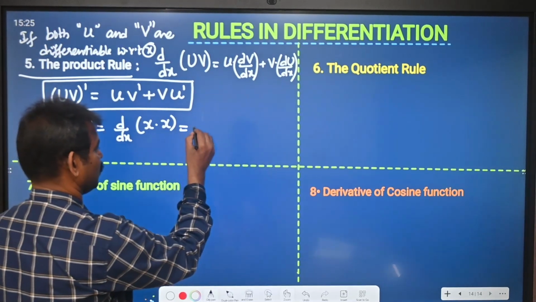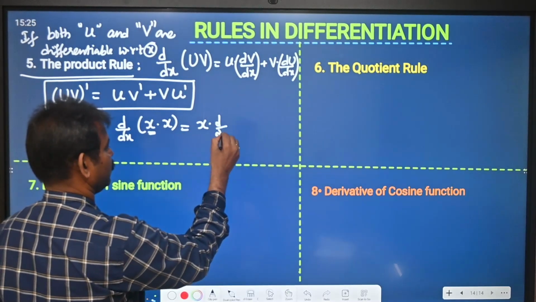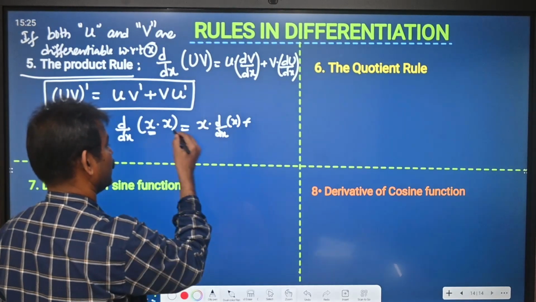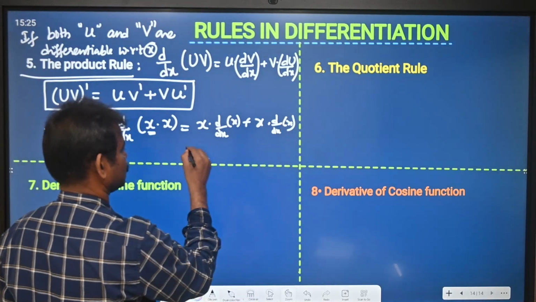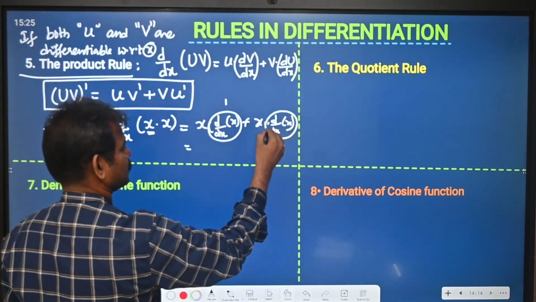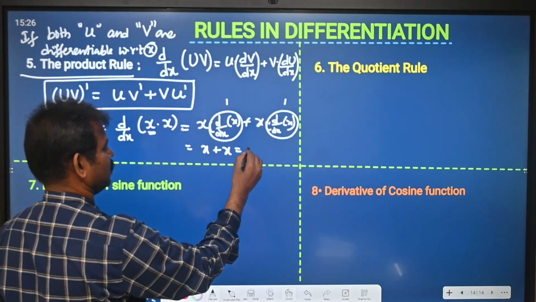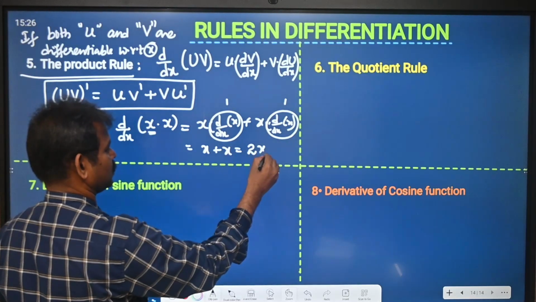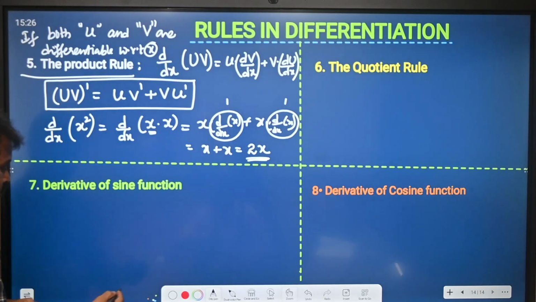So this can be solved as, first x you bring it outside, d by dx of x. The second one outside, d by dx of x. d by dx of x is 1, d by dx of x is 1. So x into 1 is x plus x, which is equal to 2x. Directly we can write without using this product rule.